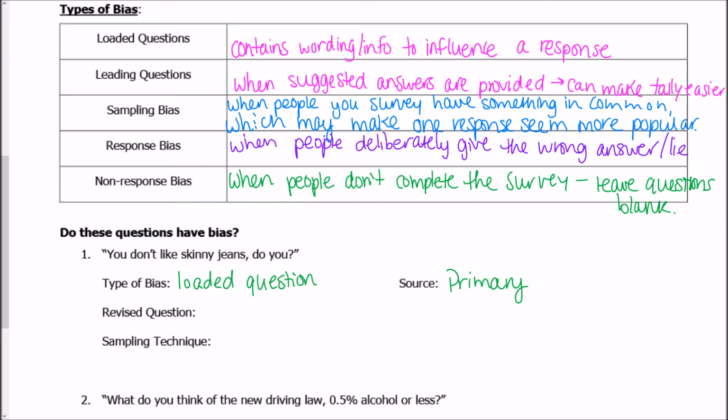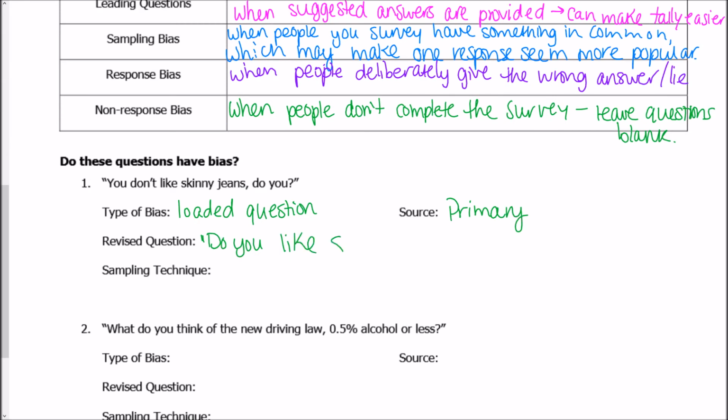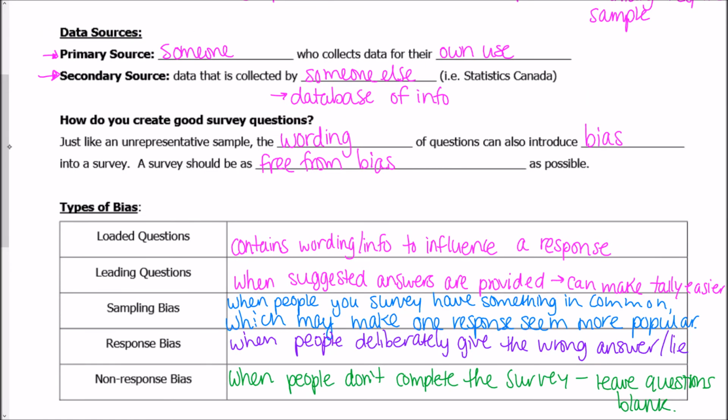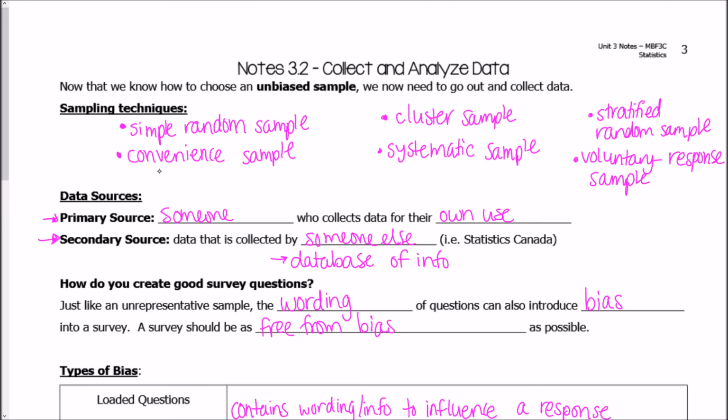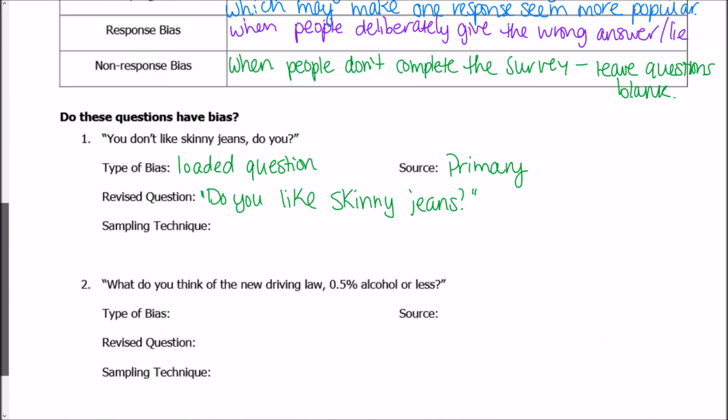Okay, so now a revised question, a better question to ask so there isn't as much bias in it, is just plain and simply, do you like skinny jeans? Now the sampling technique can be chosen from these 6 samples right here. Most likely it'll be a convenience sample because you're just going to survey whoever you find to ask, right? So this would be a convenience sample.